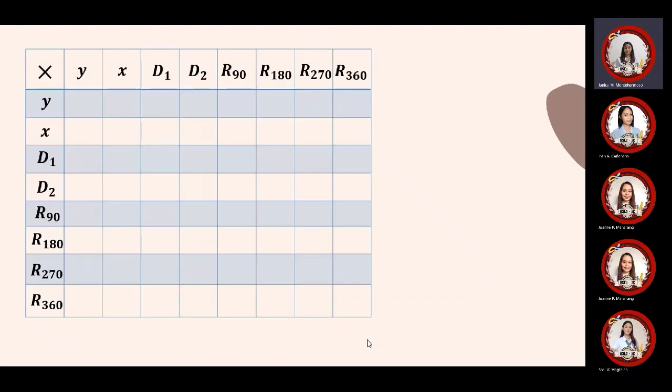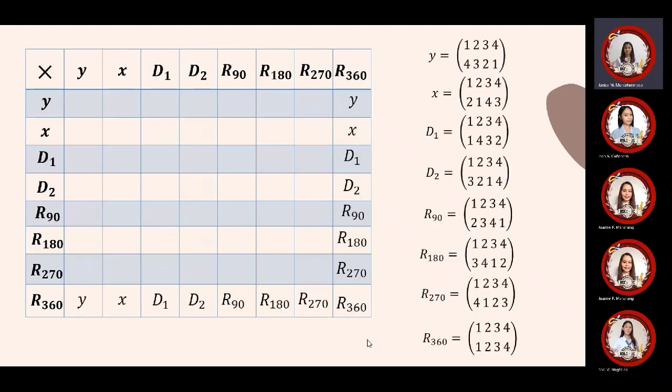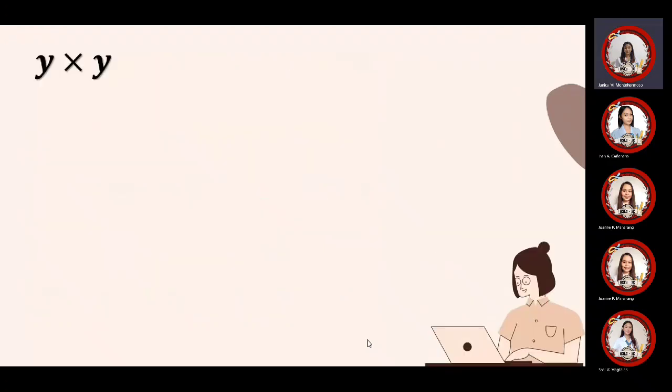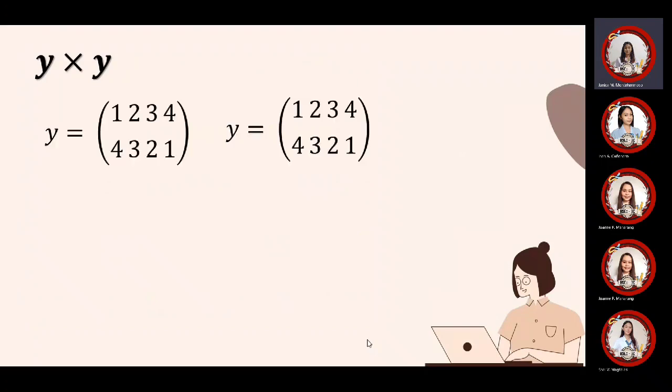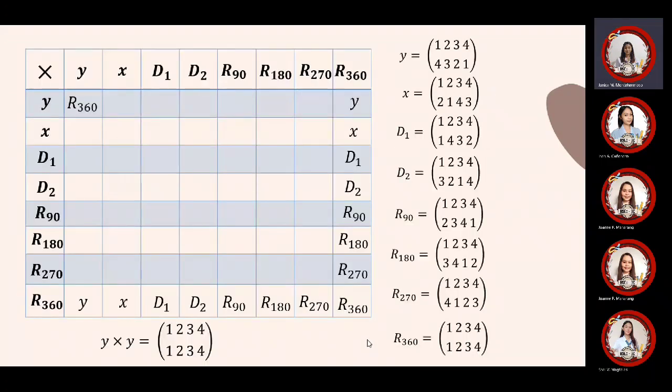Since we have R360 as our identity, I just placed the counterparts: y, x, D1, D2, R90, R180, R270, R360. So first, we multiply y by y, and the answer is 1 maps to 1, 2 maps to 2, 3 maps to 3, and 4 maps to 4. So it is also equal to R360.